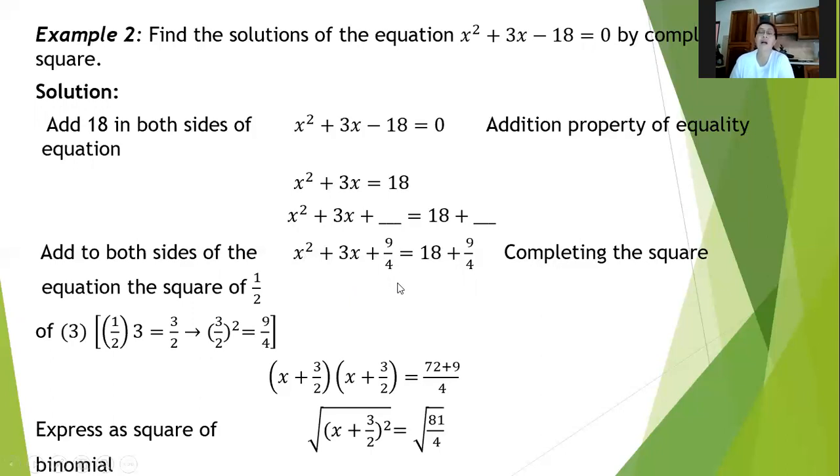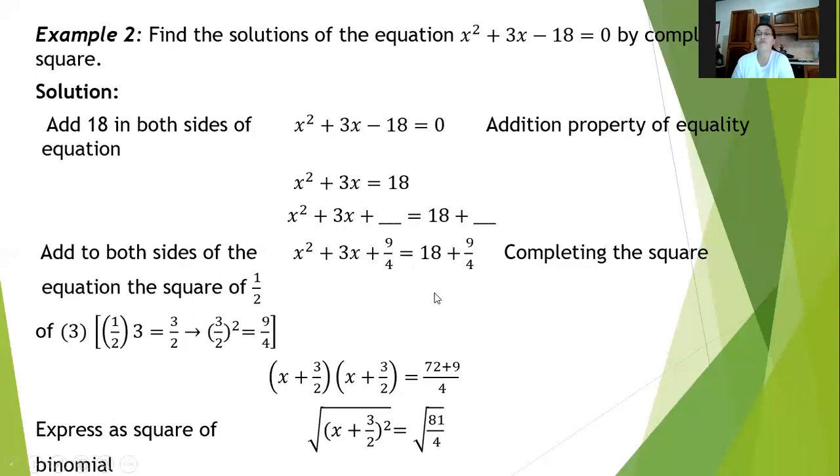Whatever number is added to the left side of the equation must also be added to the right side of the equation. That is 9 over 4, and the other one is also 9 over 4. The factor of a perfect square trinomial is a square of a binomial. The factor of x squared is x times x. The factor of 9 over 4 is 3 over 2 times 3 over 2.